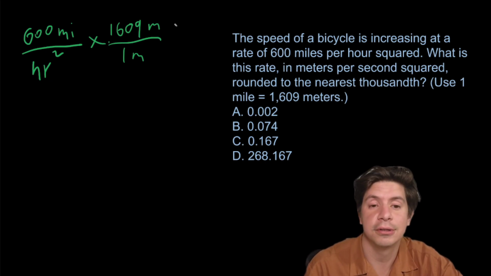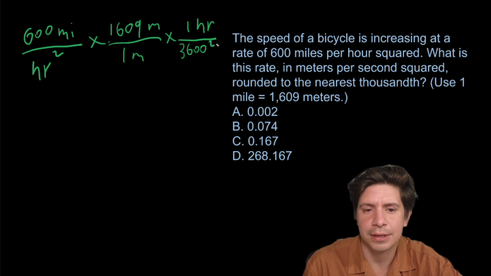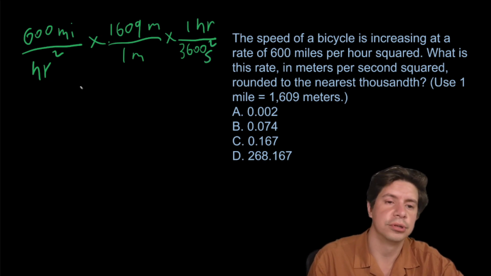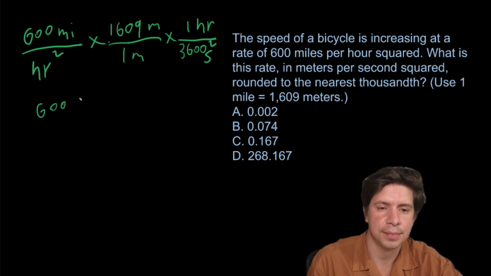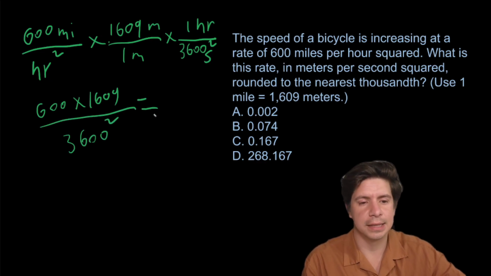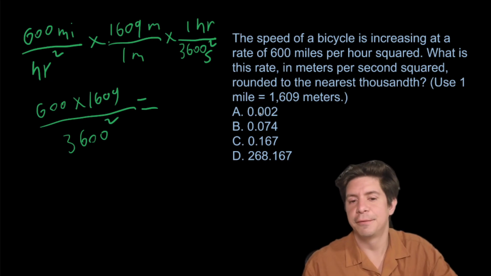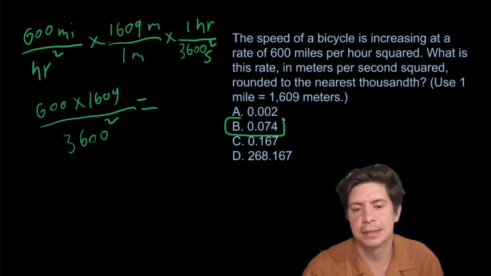And then to convert from hours to seconds, we're going to do 3,600 seconds over 1, and then 1 hour on top. And we're going to square it because it's hours squared because it's acceleration. So when we do that, we're going to have 600 times 1609 over 3,600 squared. And that gets us, again, you want to use your calculator for this, 0.744. So that will be B as in boy.